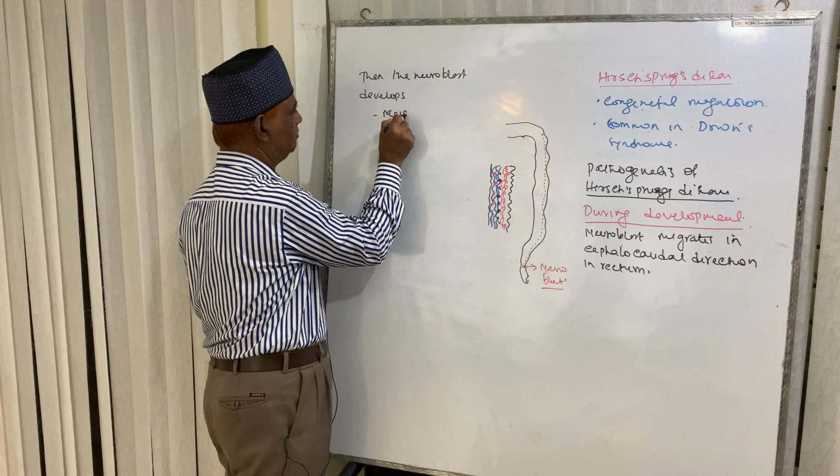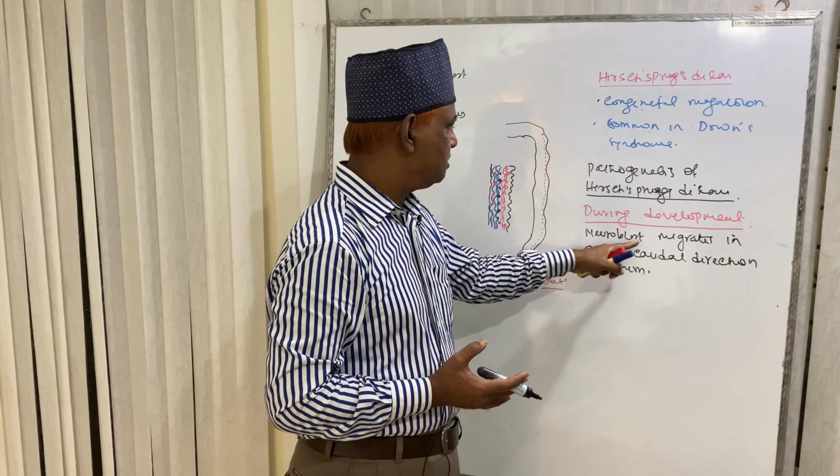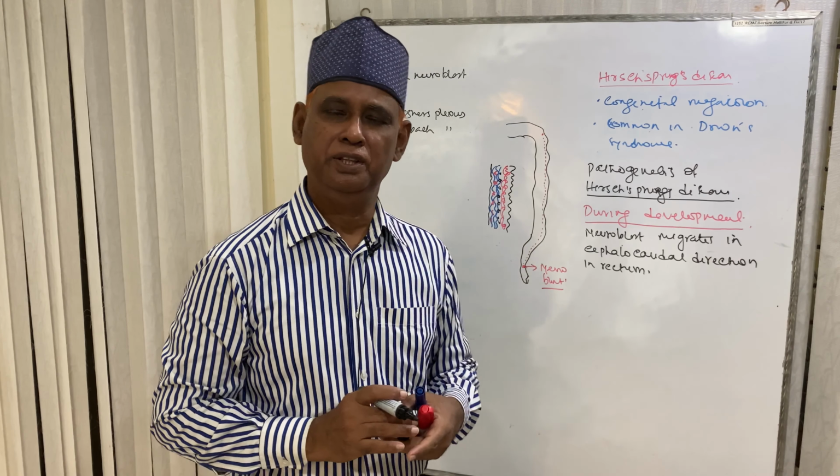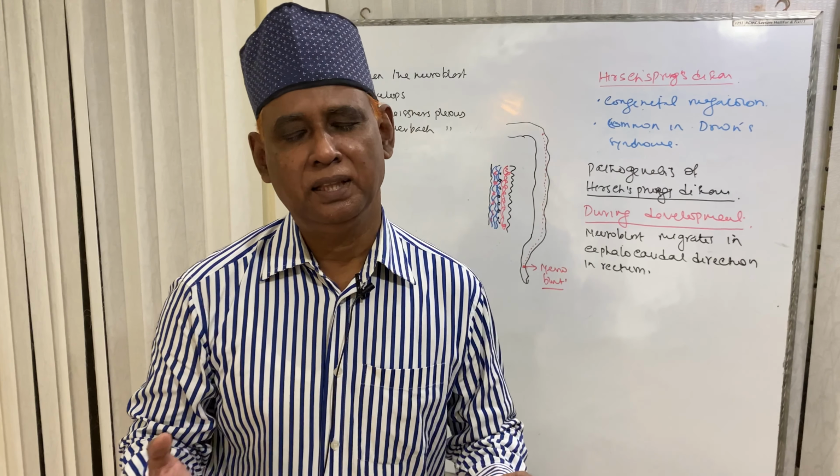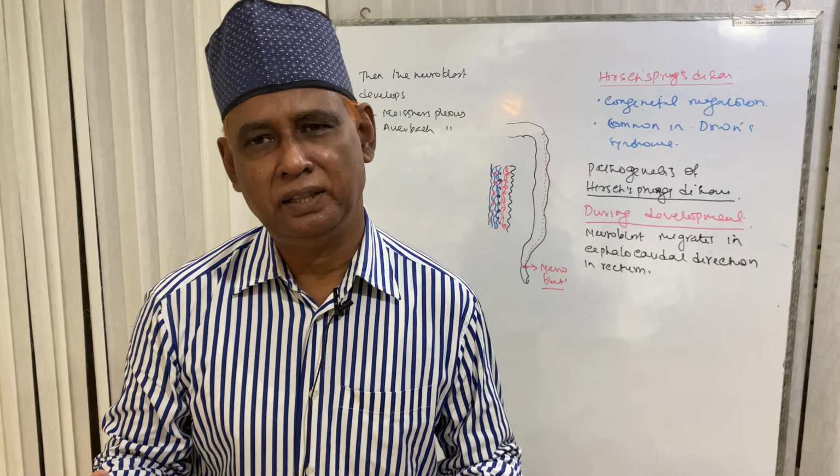Again, this is during embryogenesis or development. How are Meissner's plexus and Auerbach's plexus formed in the wall of the colon? Neuroblasts migrate in the cephalocaudal direction to the rectum, and then there is development of Meissner's plexus and Auerbach's plexus. What happens in Hirschsprung disease?